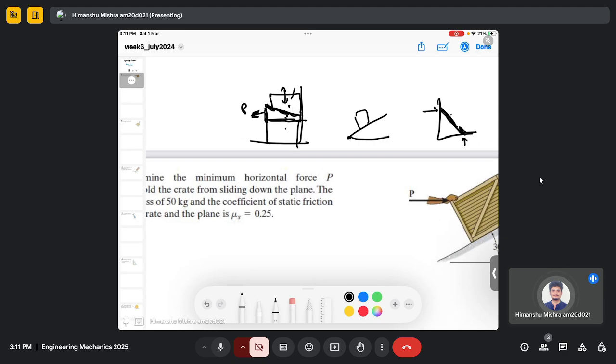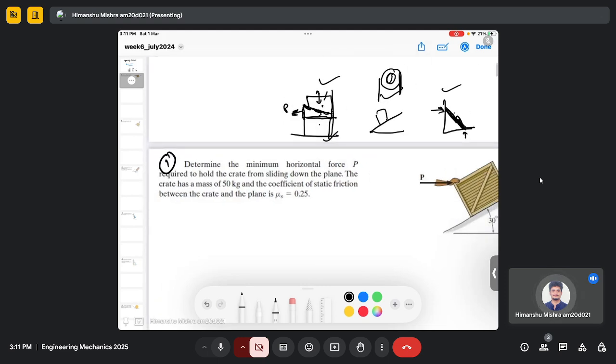So most of our problems will fall into these three categories: the block on the inclined plane, or there could be different systems where you have a roller attached with some rope or something. Then there is a ladder problem, of which I think I will solve only one or two like that. And then there are a couple of wedge problems.